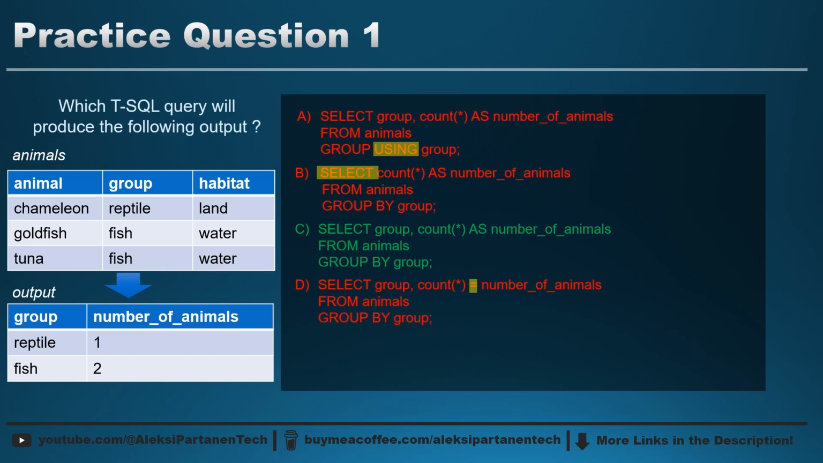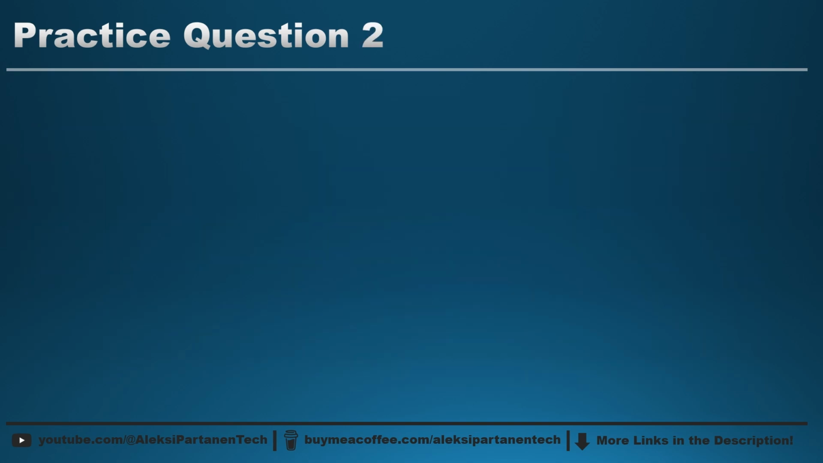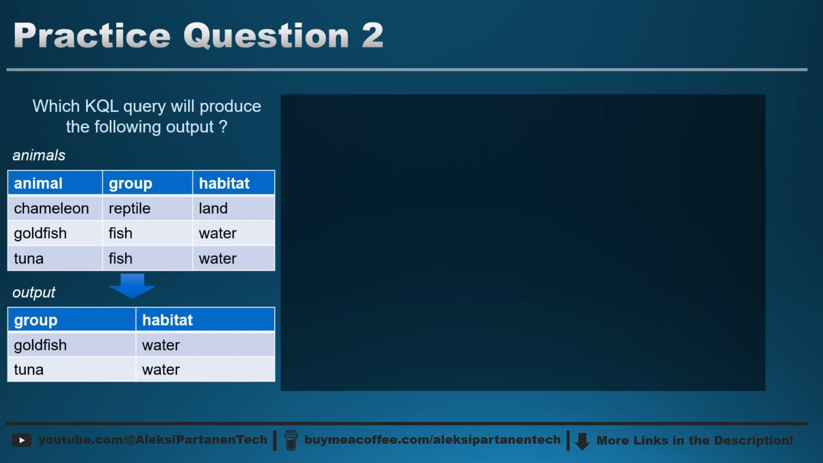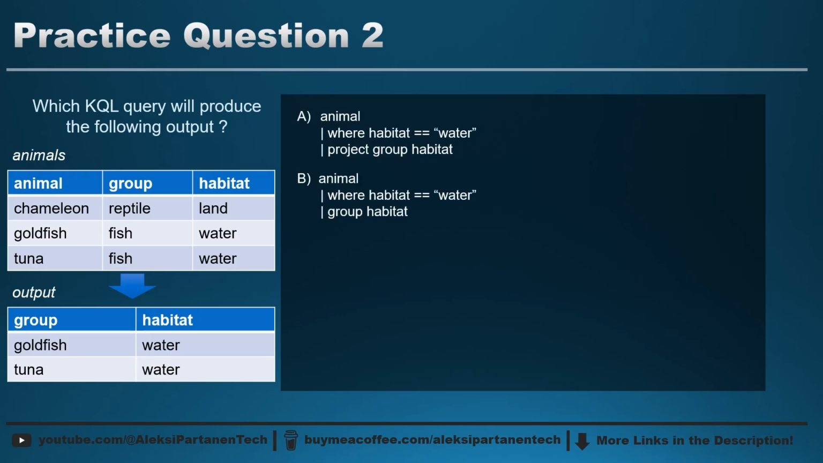Next, let's have another question, and this time about KQL. Which KQL query will produce the following output? And now we have exactly the same input table we had there, and now in our output we have only the group column and only the habitat column, and we have dropped out the chameleon row from that table. And now you would need to know which of the KQL queries would be able to produce this output. Is it query A, or query B, or query C, or query D?